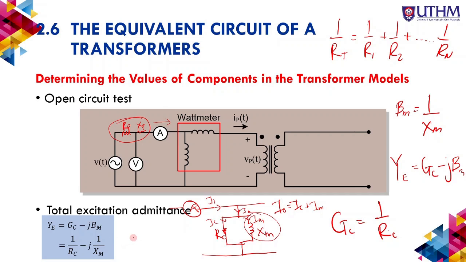Okay, so nanti dekat calculation nanti kita akan cari YE. So kita dah dapat YE dalam real and imaginary. And then we need to take the real part. So for the real part is GC, and the imaginary part is the XM. So nanti kita akan pecahkan. So nanti kita akan tengok lah nanti. Okay, so ini baru dia punya untuk macam reactance.